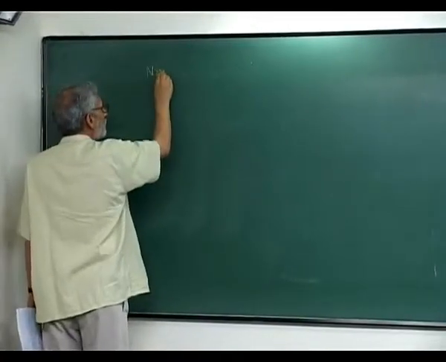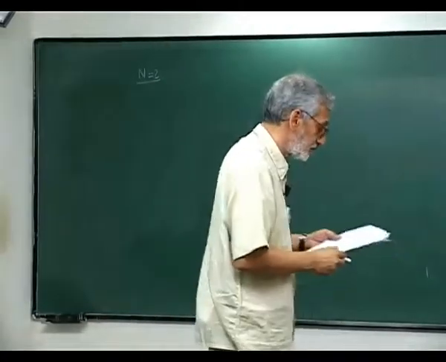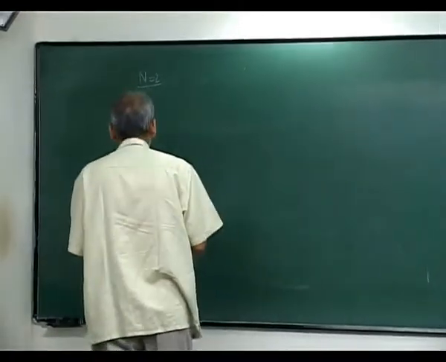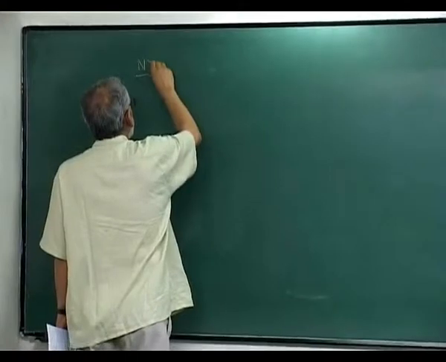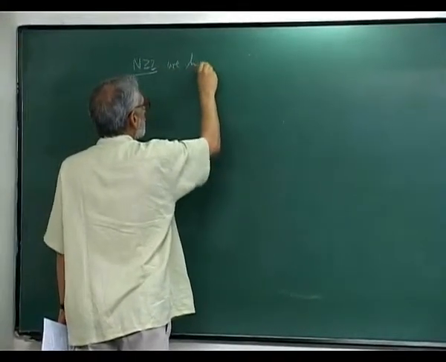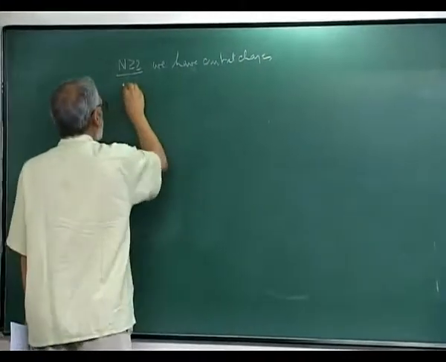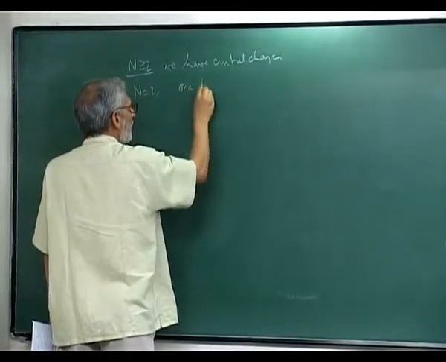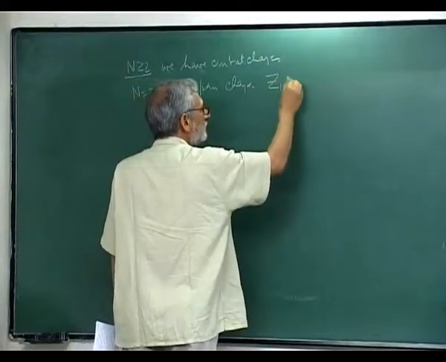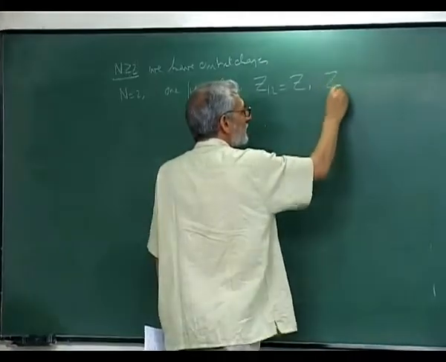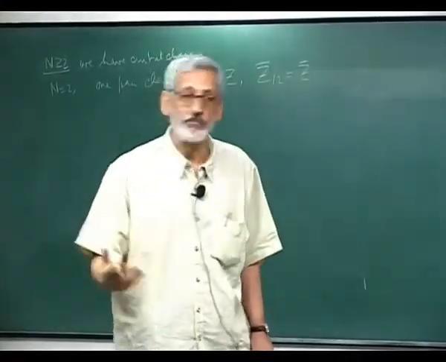But if n is equal to 2 or greater than 2, we have central charges. And for n equal to 2, we have one pair of central charges, Z12, call it Z, and Z bar 12, call it Z bar. One complex spin 0 central charge.